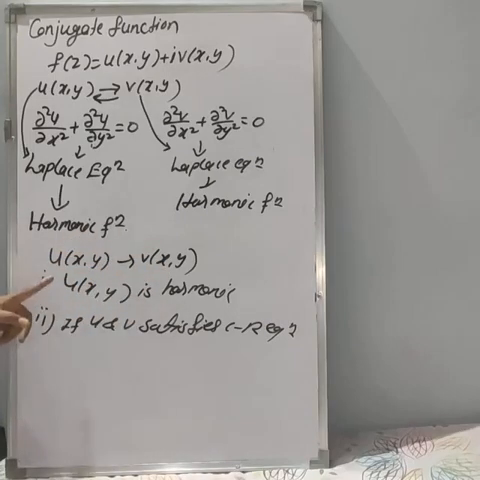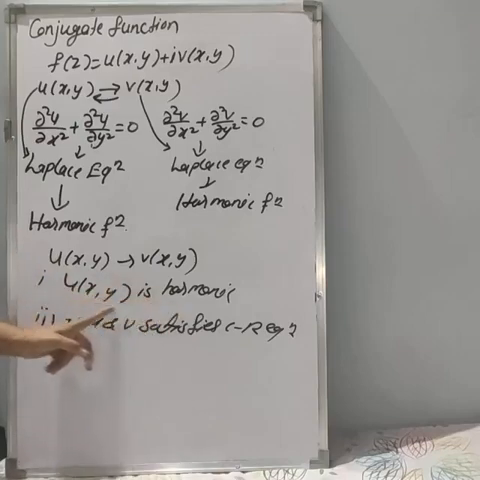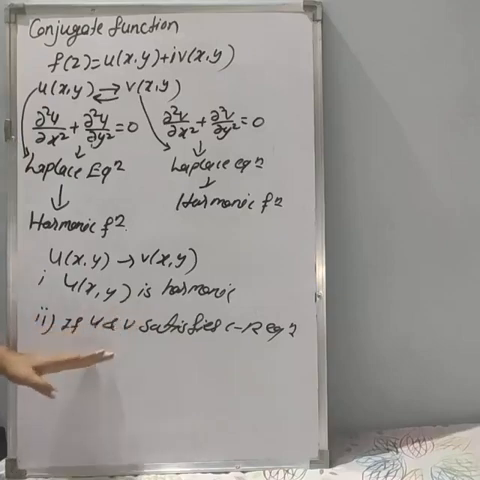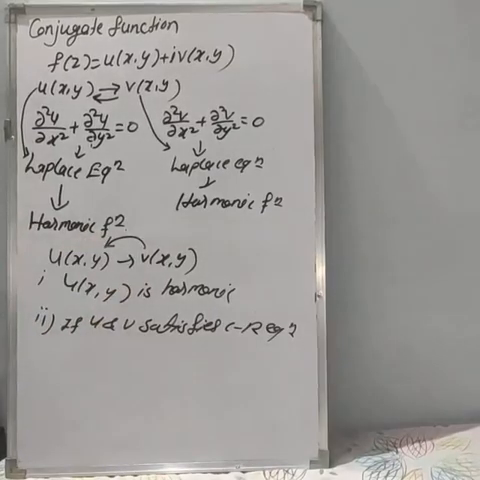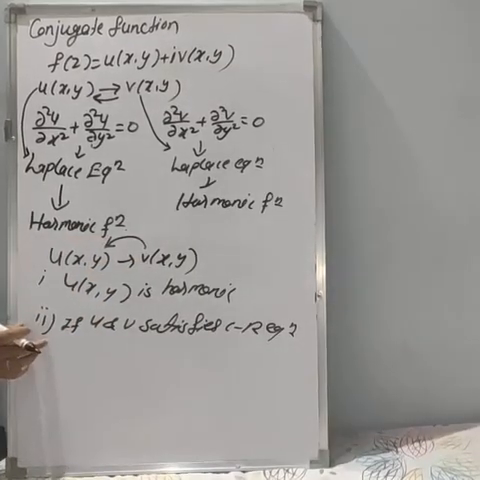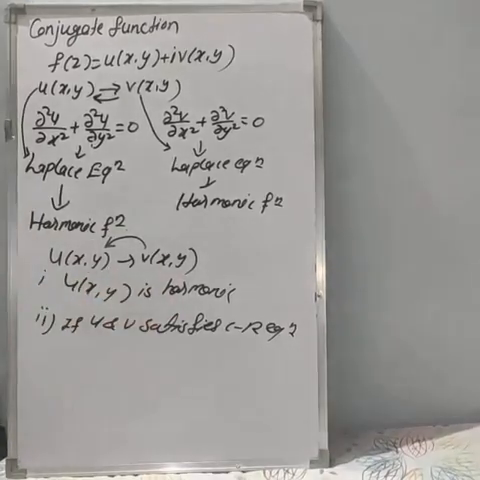What are the two conditions? First, u should be a harmonic function, and we say u is a harmonic function if it satisfies the Laplace equation. Second, both u and v should satisfy the CR equations. And vice versa, when we say v is the harmonic conjugate of u, the second condition remains as it is, u and v should satisfy the CR equations, but here v of x comma y should be the harmonic function.